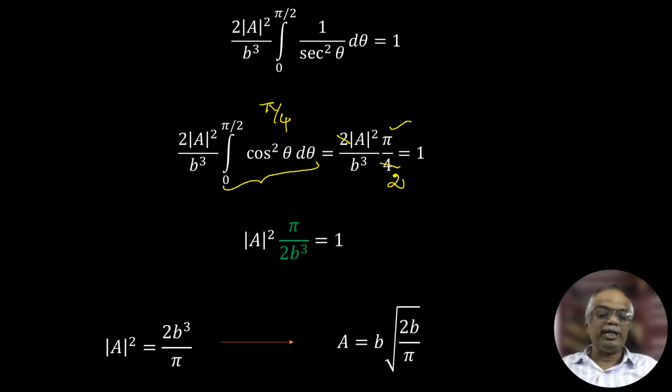b cubed can be written as b multiplied by the square root of b, so that's what I have done here. A is equal to b times the square root of 2b over pi. Now we will move on to the next.